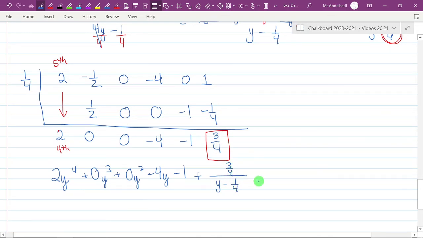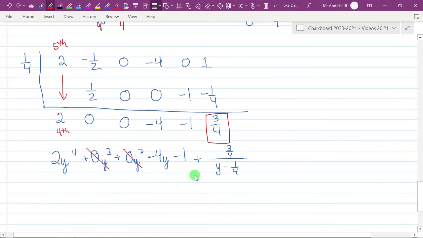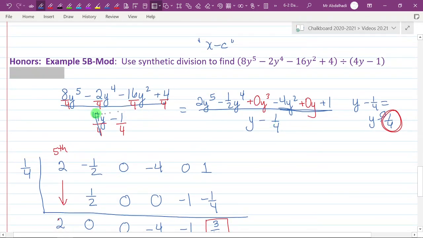Now, there's a lot we can clean up here. First of all, these are going to disappear because we're not going to have to write those. So now we have 2y to the 4th minus 4y minus 1. And now we have this thing here. It's got fractions within a fraction. That's a mess. Remember in the beginning when I told you we were going to divide everything by 4? Well, here's the little trick to this thing.